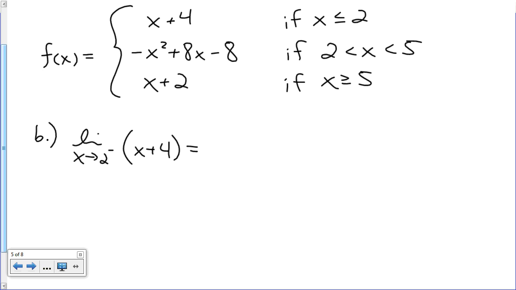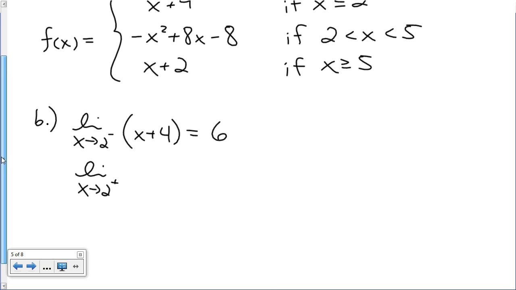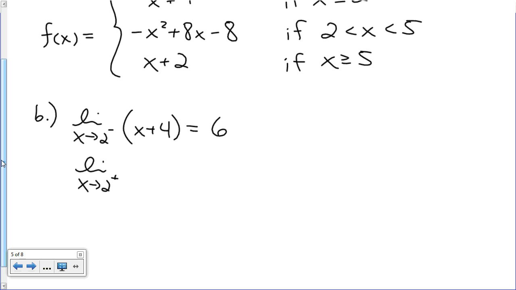And we're going to use our substitution method that we know. Just plug in x is 2, 2 plus 4 is 6. So the limit as x goes to 2 from the left side is approaching 6. And now take the limit as x goes to 2 from the right side. Now from the right side, that's the domain where x is greater than 2. So that's the middle section here. It's the negative x squared plus 8x minus 8. And as x goes to 2, you'll have a negative 2 squared. That's a negative 4. Plus 8 times 2, that's 16. So negative 4 plus 16 is positive 12. Minus 8 gives us 4.